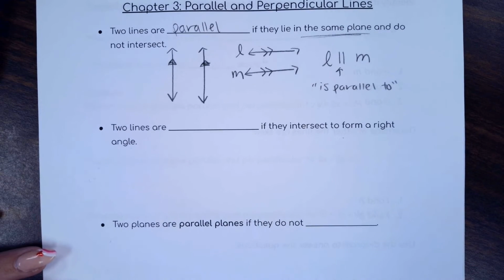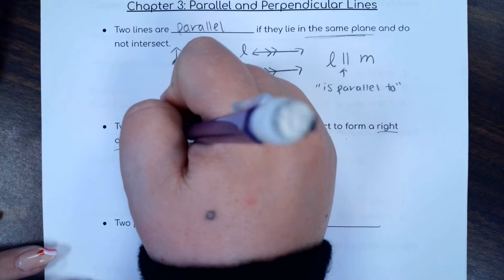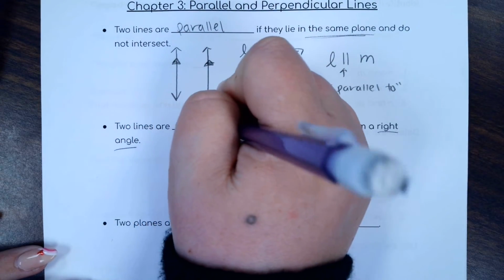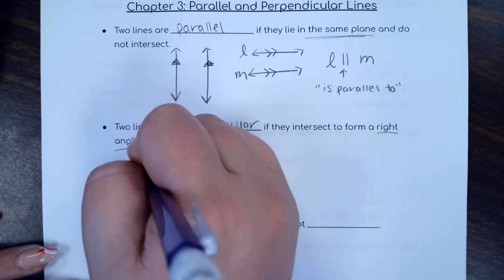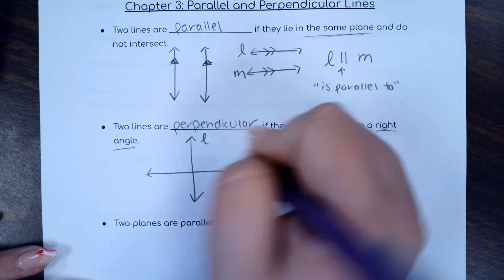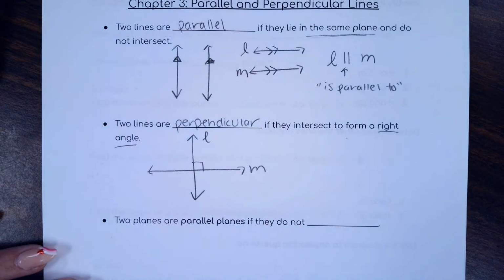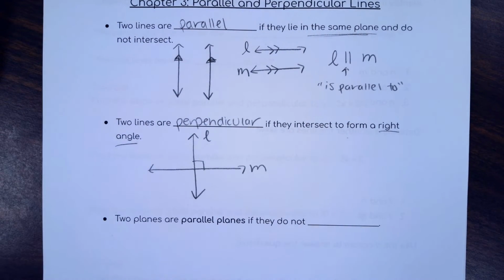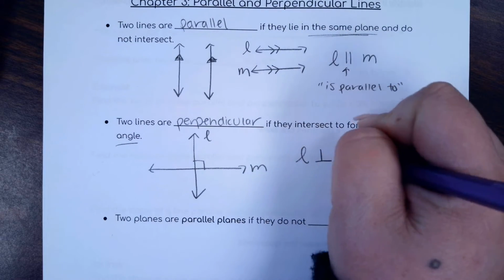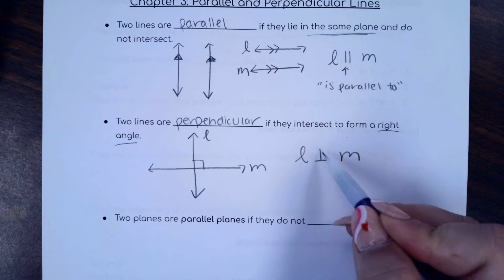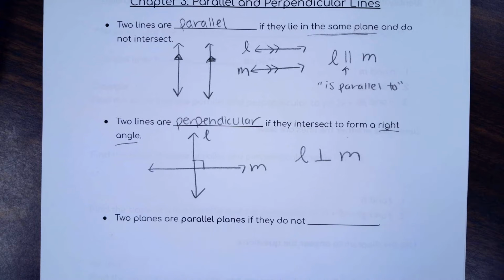Next we have two lines that intersect to form a right angle. Well, that's perpendicular. So if we draw L and M this time, and they intersect at a right angle, so I'm going to add our little right angle symbol. So these lines are perpendicular, and the way that we say that is L is perpendicular to M. It's kind of like an upside down T there. So L is perpendicular to M.